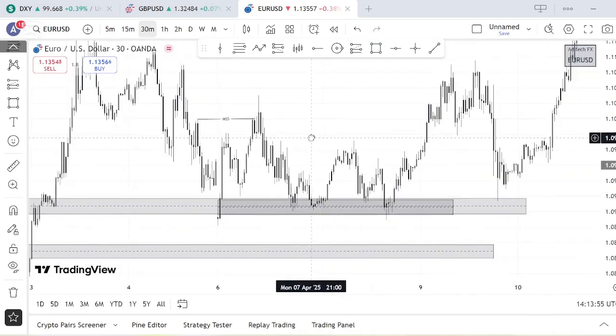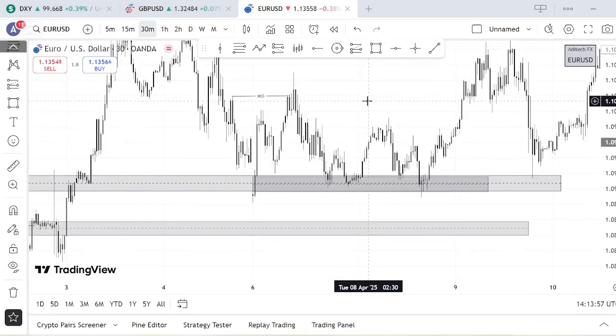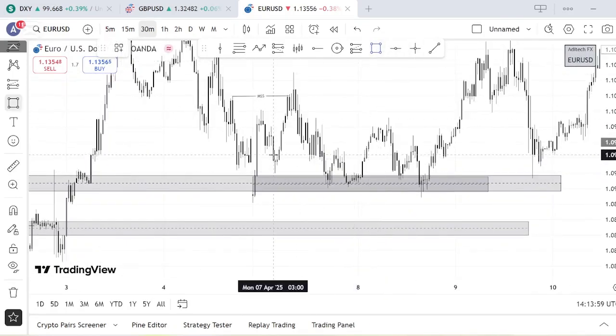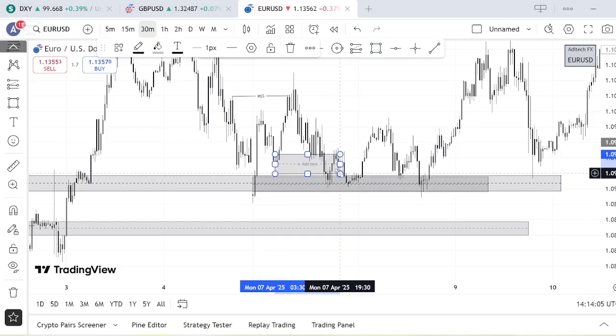So that could have been a trade entry right here. Why don't we use this order block? You know, there's an order block right here. What did I teach you about an order block? The last bearish candlestick before break of structure, right? Before this market structure shift, right?